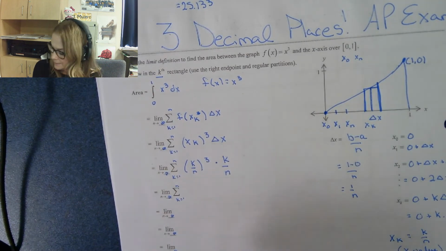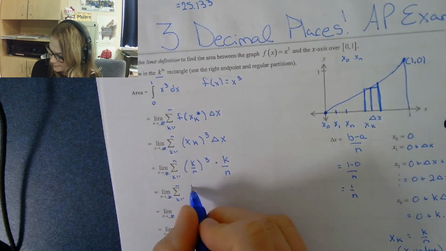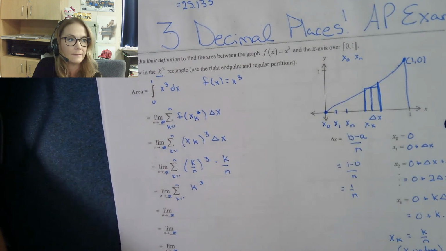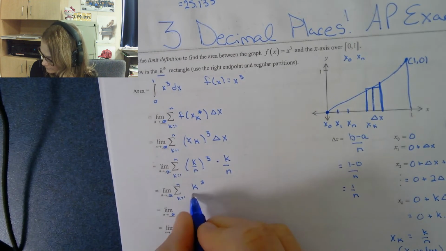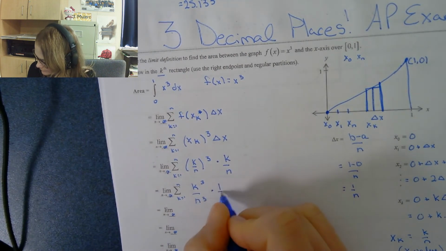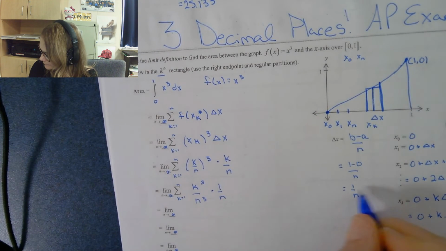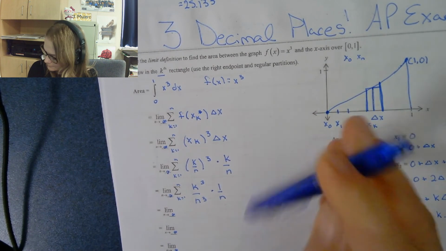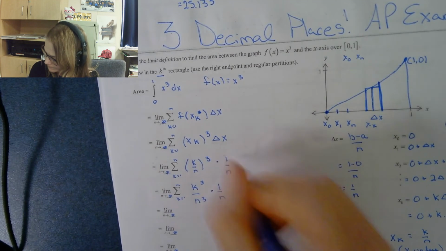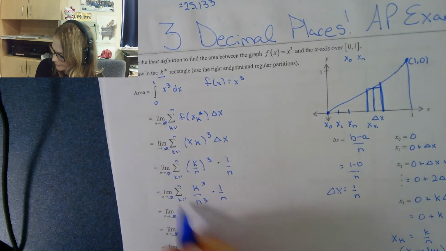All right. So this is k cubed. All right, this is k cubed over n cubed. And this is 1 over, oh, I wrote k. This is 1 over n. Sorry, delta x is 1 over n. Carried away with my k over n. All right, 1 over n. Okay, so there we go.